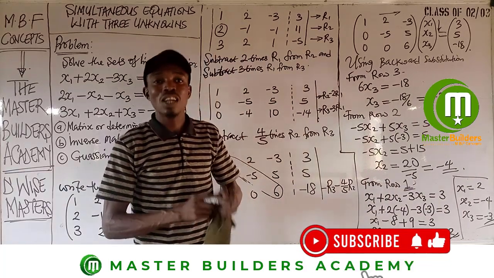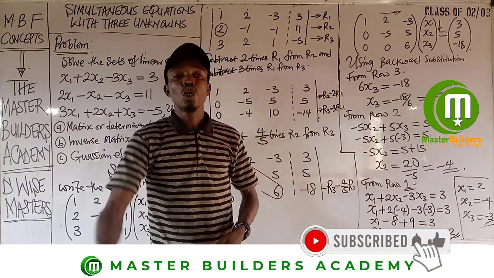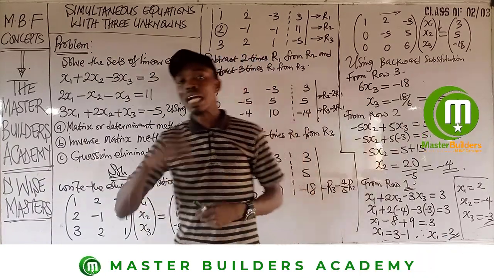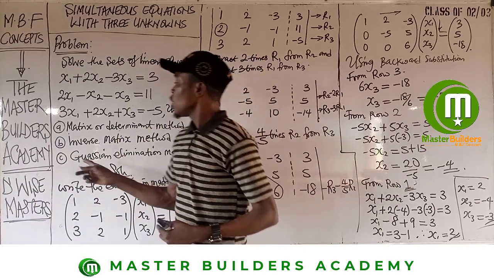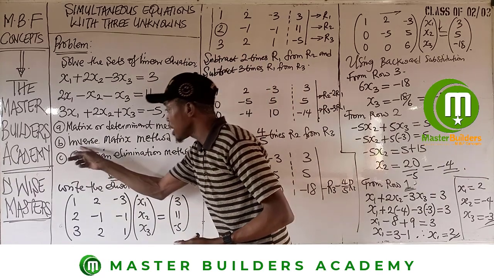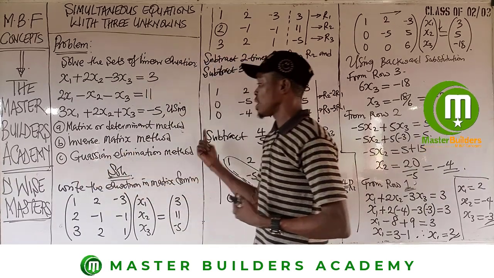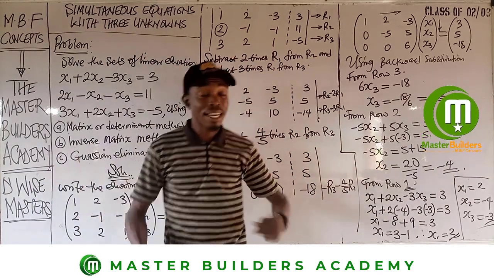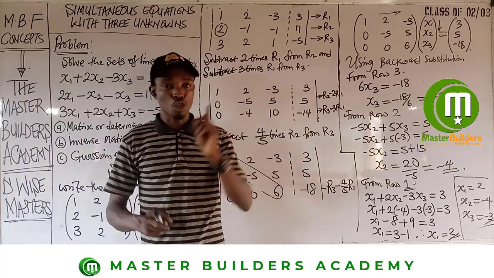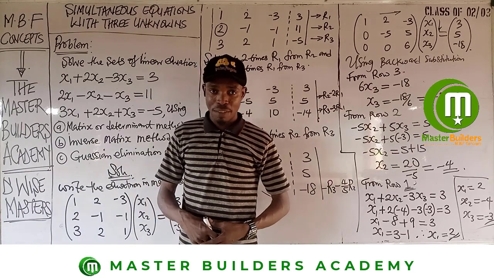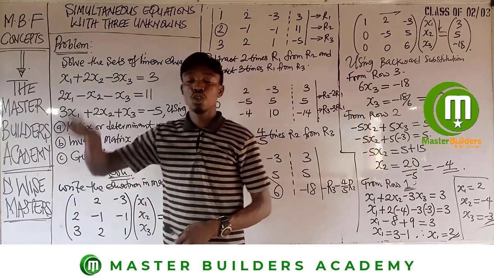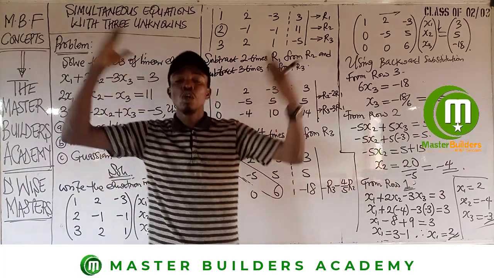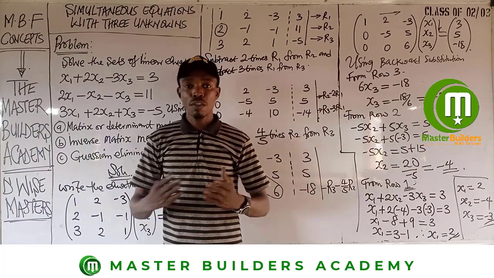These are the answers to this set of equations using the Gaussian elimination method. So guys, as you can see already, you find out that using the matrix or determinant method, using the inverse matrix method, or using the Gaussian elimination method, you will always have the same result. The same result is applicable all through. Alright, so guys, I promised to teach you how to use Gaussian elimination, how to use inverse matrix method, and how to use matrix or determinant method to solve simultaneous equations with 3 unknowns, and I've actually fulfilled my promise.